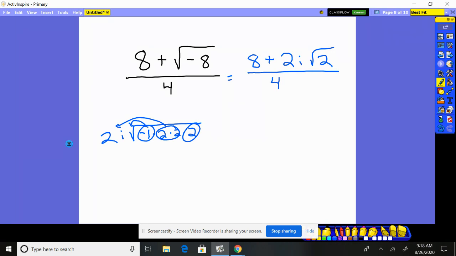Now, I look at the 8, the 2 that's outside, and the 4, and I say, hey, what can they all be divided by? They all can be divided by 2. So I'm going to divide every one of them by 2. 8 divided by 2 is 4. 2 divided by 2 is 1. 4 divided by 2 is 2. Clean it up. I have 4 plus 1i, which is just i, times square root of 2, divided by 2. There, that is simplified.